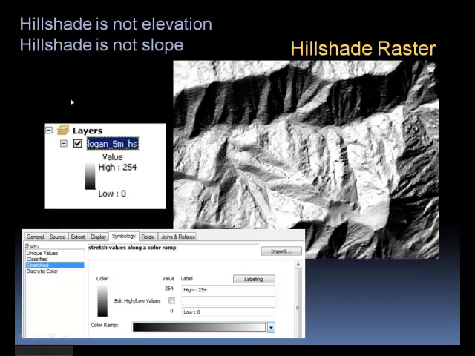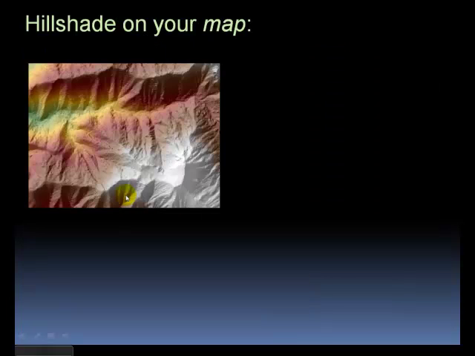Alright, so just remember, hillshade is not the same thing as elevation. It's not the same thing as slope. It's not hill slope. So again, the range of values simply represent the color on a grayscale color ramp. And I'm just beating this into your head because I hate seeing hillshade on legends on maps.